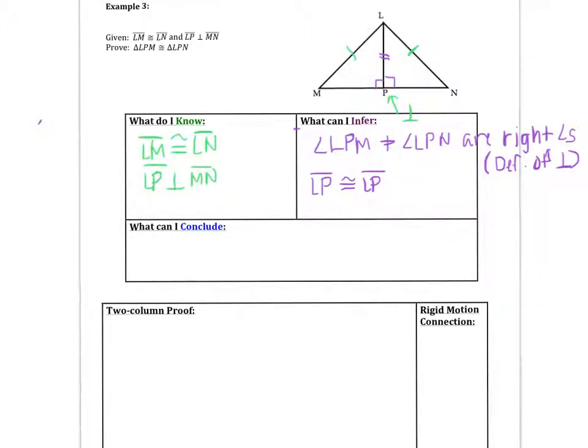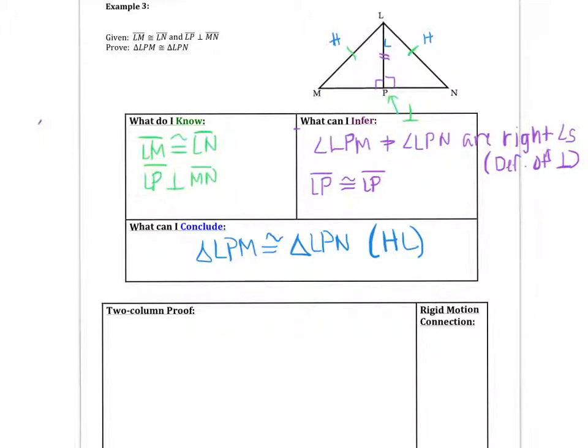So when I look at this, I see a side and an angle, which, that's the bad word. But there's something special about this triangle, is I do have two right angles, and when I look across, I see that I have a hypotenuse and a leg. So I am going to be able to conclude triangle LPM is congruent to triangle LPN, and I'm using the hypotenuse leg theorem.